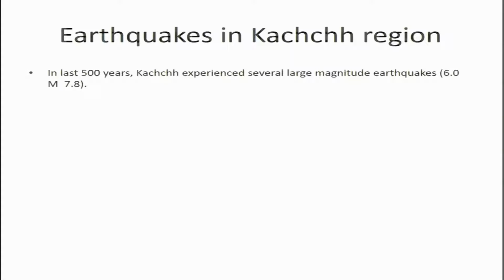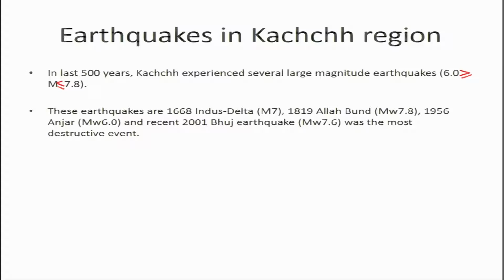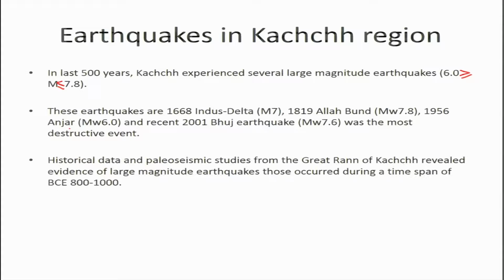So, in total, what we see is that in the last 500 years, Kachchh experienced several earthquakes with magnitude greater than or equal to 6 and less than or equal to 7.8. Some of these earthquakes are listed here: the 1668 Indus Delta earthquake, 1819 Allah Bund, 1956, and then 2001. Historical data also suggests that there were large magnitude earthquakes in 800-1000 BC.